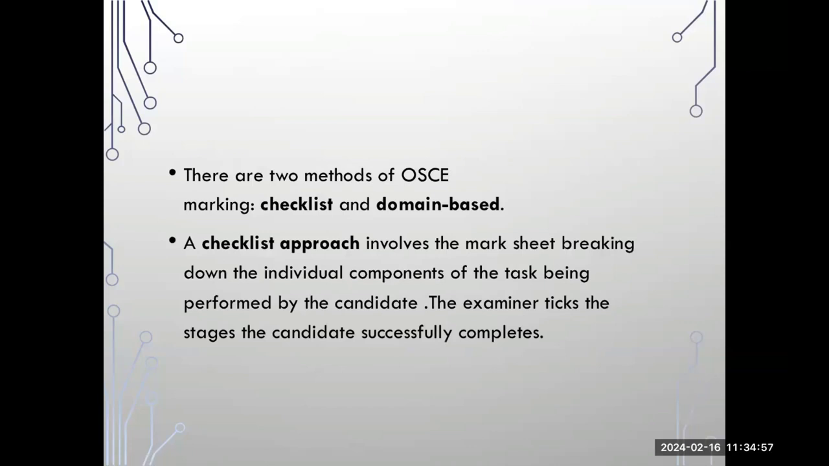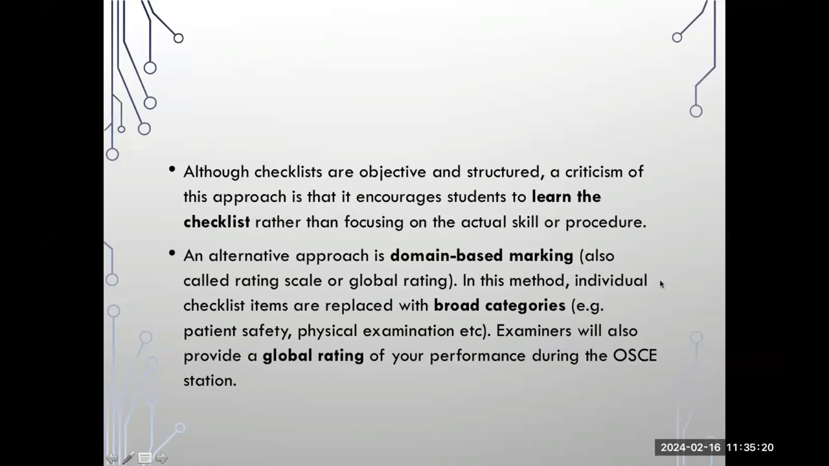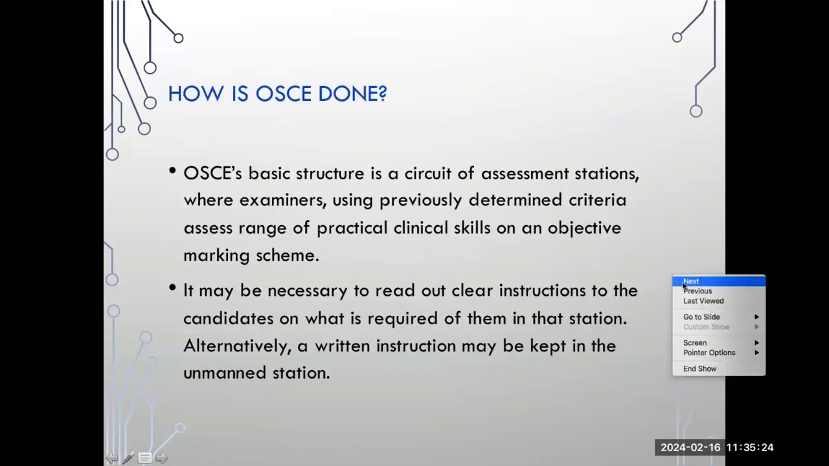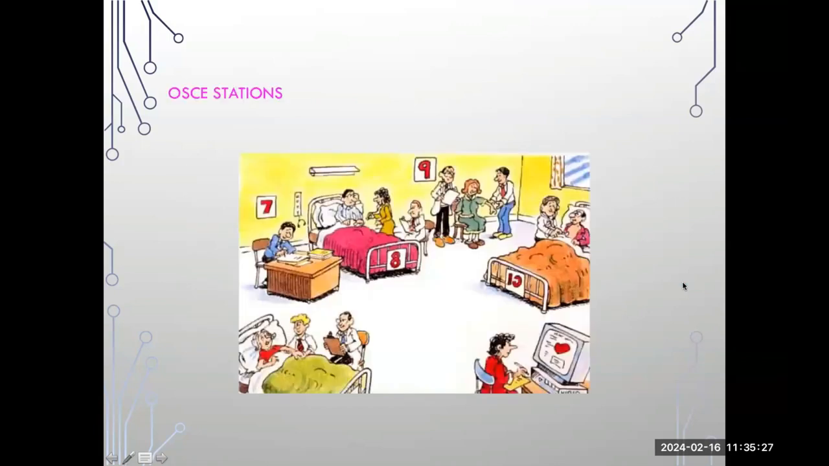Even in the OSCE, there is some fine marking procedure. It can be checklist marking or it can be domain based. Checklist means the mark sheet is broken down into individual components of the task being performed by the candidates, and the examiner ticks the stage which the candidate completes. For example, I will just show you a checklist, and then we will come back to domain. Let me show you what the checklist looks like.